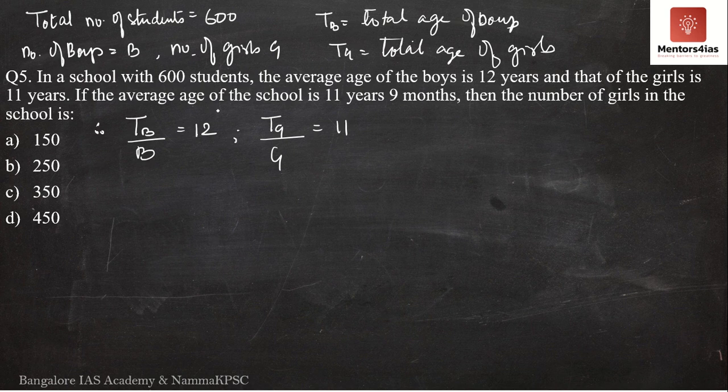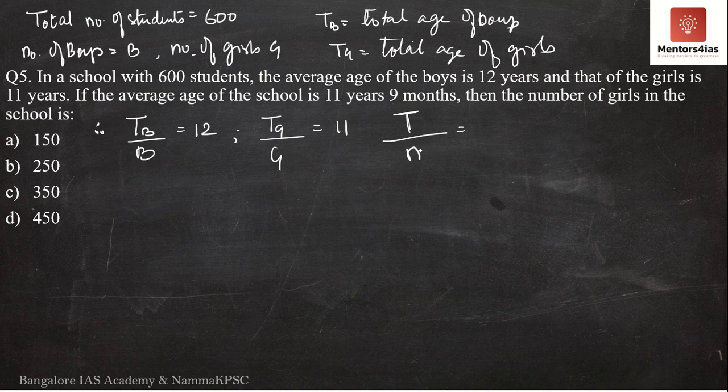Similarly, the question is also saying if the average age of the school is 11 years 9 months, then what is the number of girls? How do we get the average age of the school? Average age of the school is nothing but the total sum of all the ages of all the boys and girls in the school, that is T, divided by the total number of students. What is the total number of students? The total number of students is nothing but the number of boys plus number of girls.